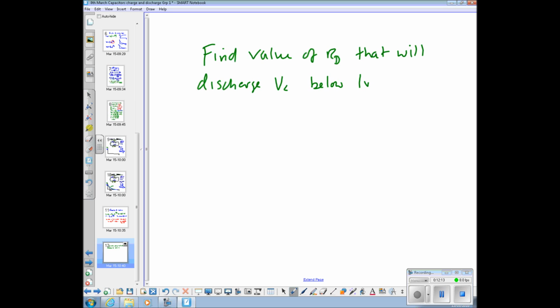And the idea would be that you design that so that we've got to a safe level in a certain amount of time. Extra low safe voltage is 50 volts. Below 50 volts is considered to be as safe as a battery. So you might be asked to design the circuit, put a suitable value of resistor in, such that you get below X voltage within a certain time.